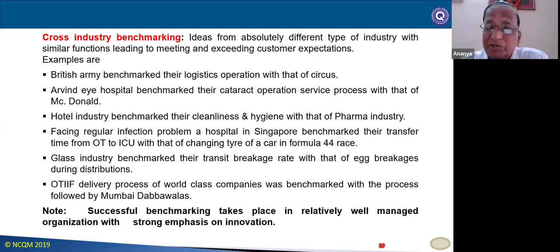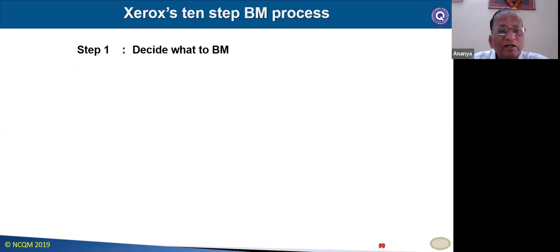The problem cannot be solved at the same level at which it was generated. So we need to go a little higher to look into the problem. Okay, sir? Good.